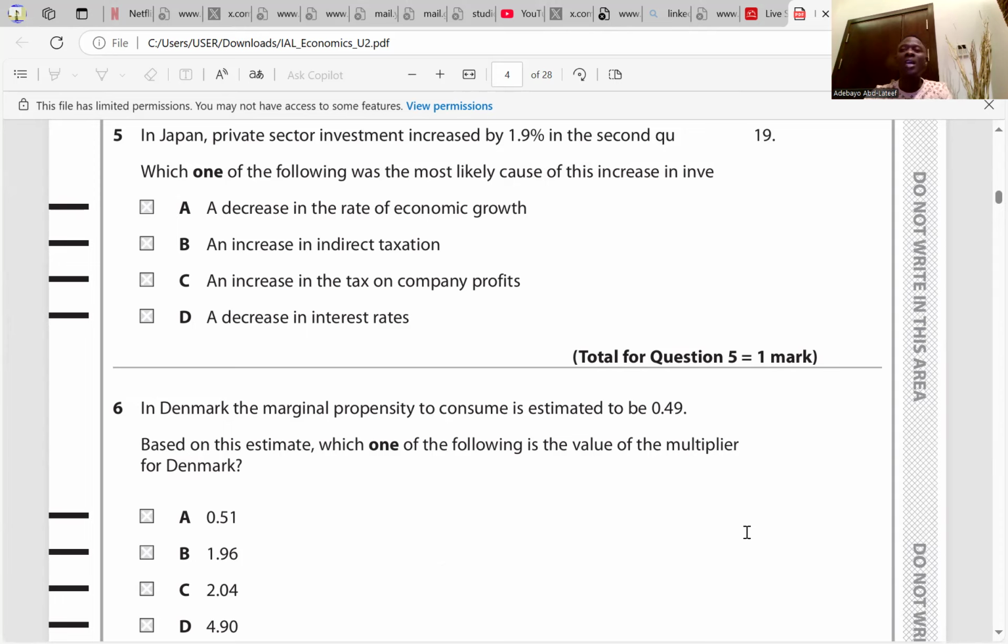Indirect taxes are taxes on consumption. It doesn't have anything to do with investment. An increase in tax on company profits will not increase investment. An increase in tax will reduce investment because profit would fall. So a decrease in interest rate makes the price of borrowing cheaper, and as a result, firms will be able to borrow more for investment. So the answer is D for question 5.